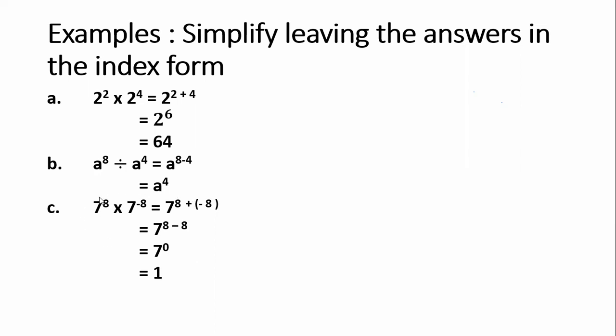Number 3: 7 raised to power 8 times 7 raised to power minus 8. We can still use the first law, which is the addition of their index, and that will give us 7 raised to power 8 plus minus 8. Plus and minus, we change to minus, so we have 7 raised to power 8 minus power 8. 8 minus 8 will give us 0, then obeying the law that anything raised by 0 is equal to 1. Anything by 0 will give us 1.